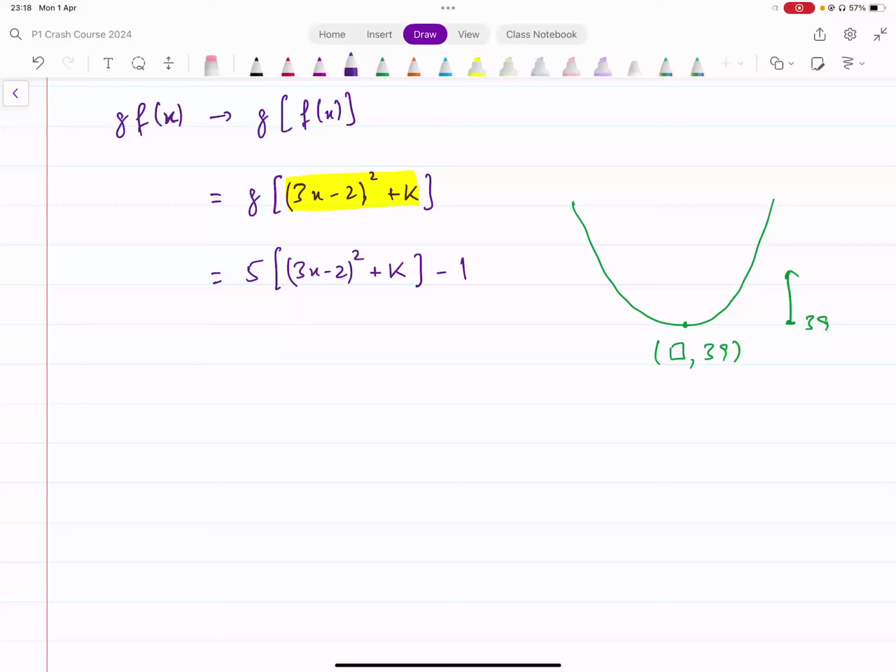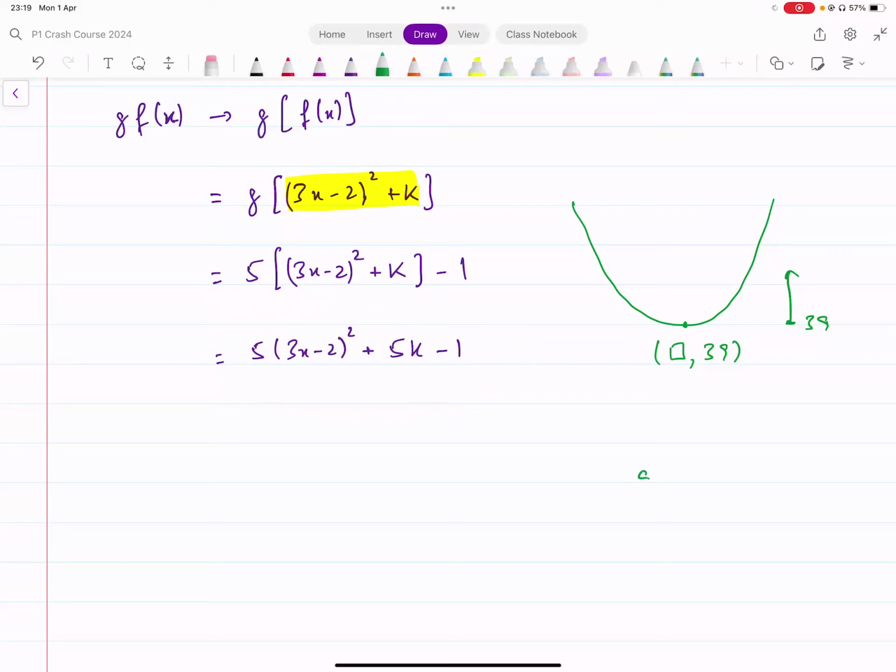Now what we can do is find the turning point for this function. The good thing is it's already in kind of a completed square form, not exactly the standard form, but very similar to that. If I were to multiply 5 inside, what does that give us? 5 into (3x minus 2) whole squared plus 5 times k minus 1. How do you find the turning point of a quadratic function from this form? Can you find the y coordinate of the turning point using this quadratic function?